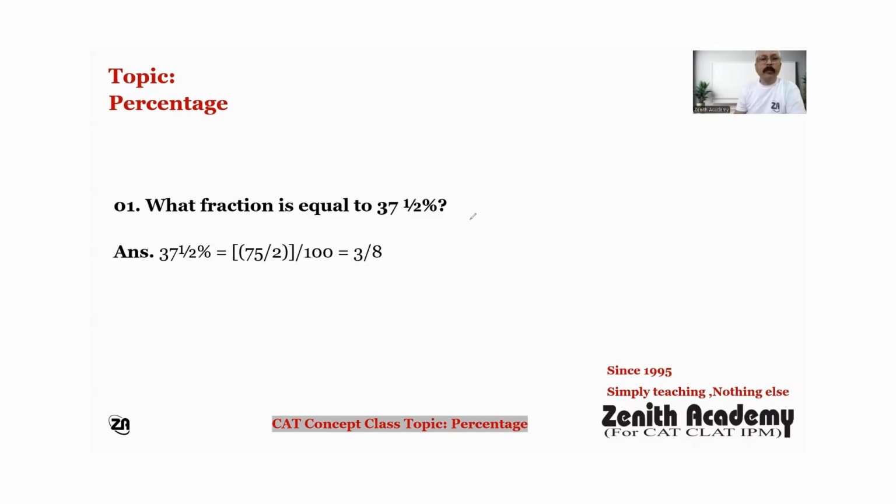Now we will discuss the topic percentage with the help of examples. Question number one. What fraction is equal to 37.5%? So 37.5% is 75 by 2%, by 100, it is 3 by 8. Very simple starting.